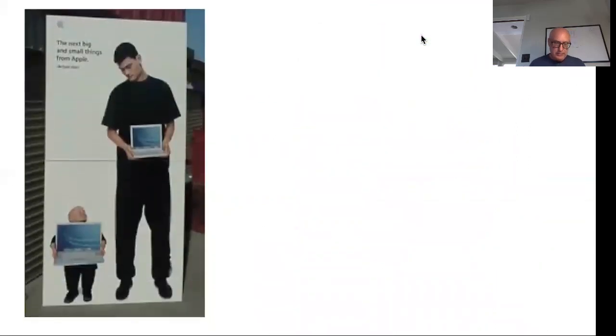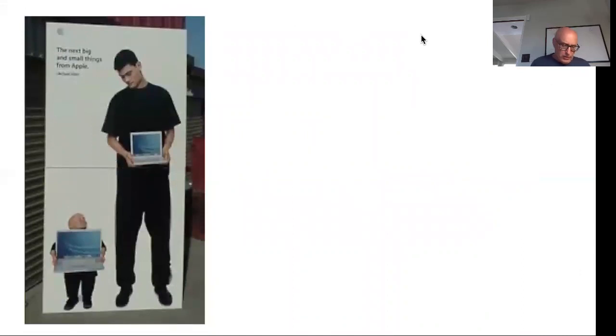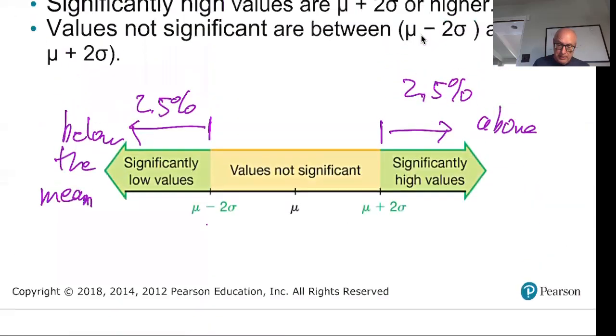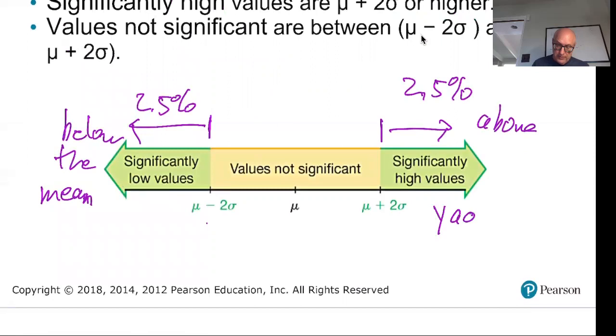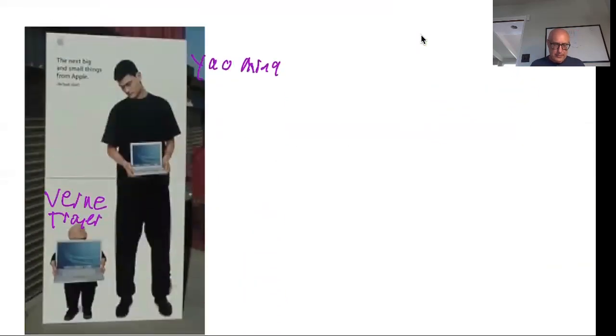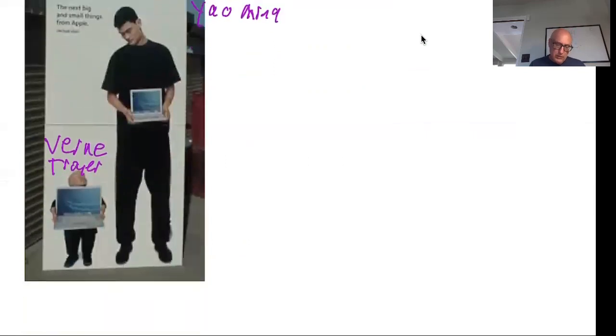Here's a demonstration. This is Vern Troyer, Mini-Me. This is Yao Ming, the basketball player. Well, you can see that Yao Ming is an outlier or statistically significant on the upside. Up here, Yao Ming lives here because he's so tall, and Vern lives down here because he's shorter. You don't see a lot of either one of these walking around.